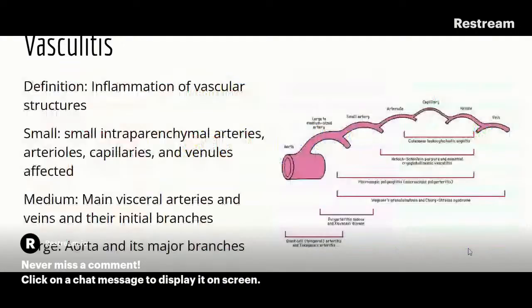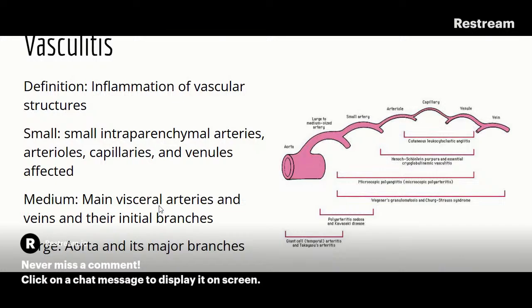When we say vasculitis, what do we actually mean? Vasculitis is the inflammation of vascular structures, and that's pretty much any and all vascular structures. It can be a capillary, a vein, a venule, an artery, or the massive aorta. When we're talking about small, we're talking about small intraparenchymal arteries, arterioles, capillaries, and venules. It's very localized to that area. They're not going to cause a systemic upset in and of itself with the inflammation caused at that vascular injury, but it will still present in a particular fashion.